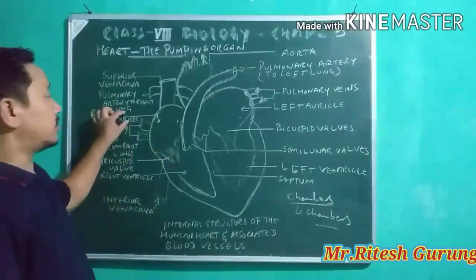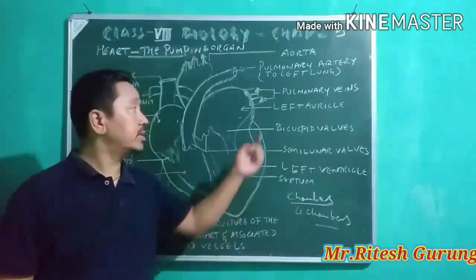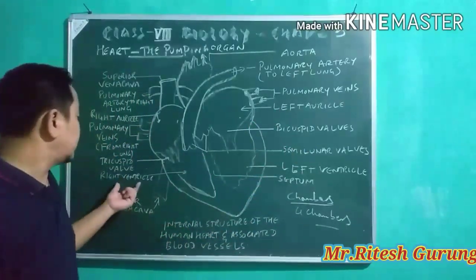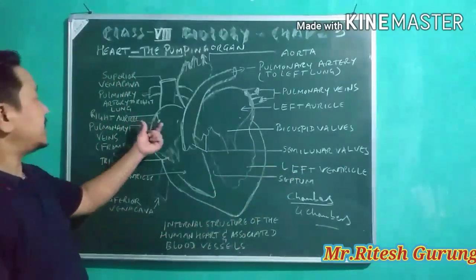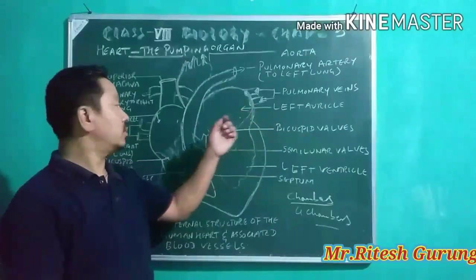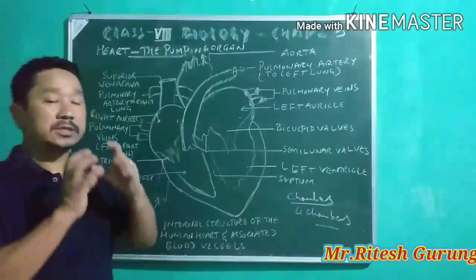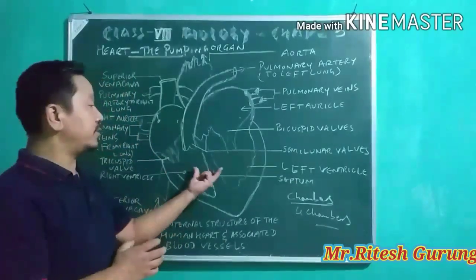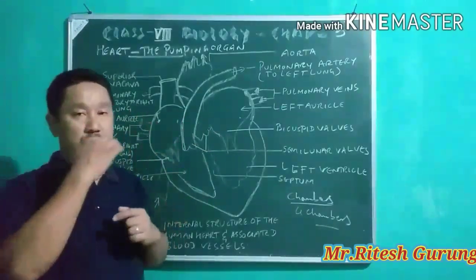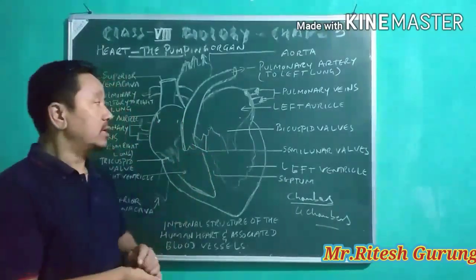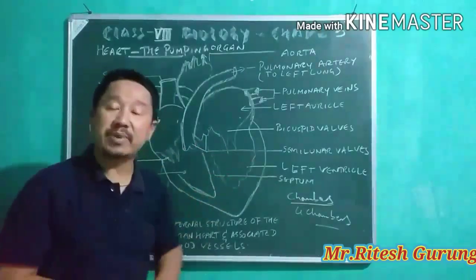The auricle is also termed the atrium, so we have the right atrium and left atrium. Similarly, we have the right ventricle and left ventricle. The atria, or auricles, are smaller chambers compared to the ventricles. That means these 2 chambers in the upper portion of the heart are smaller than the lower chambers, which are called ventricles.